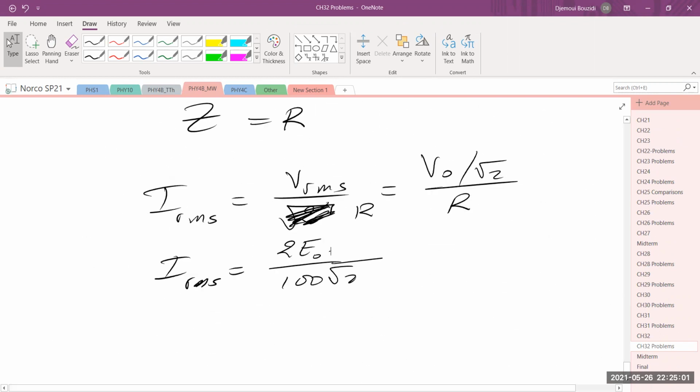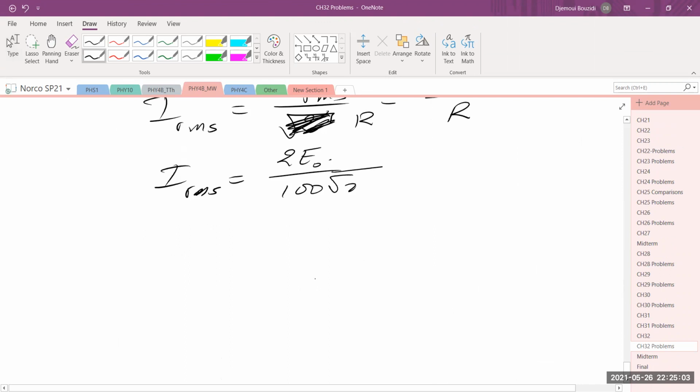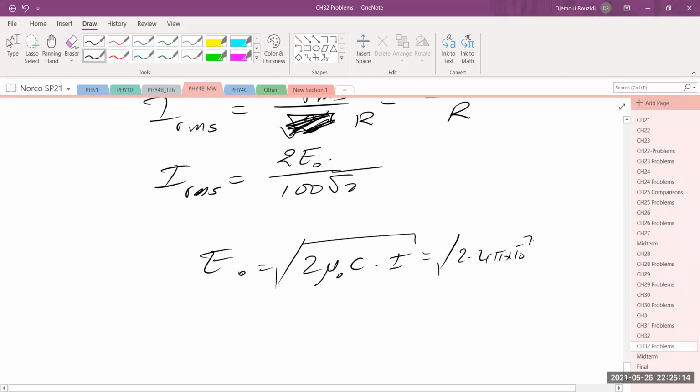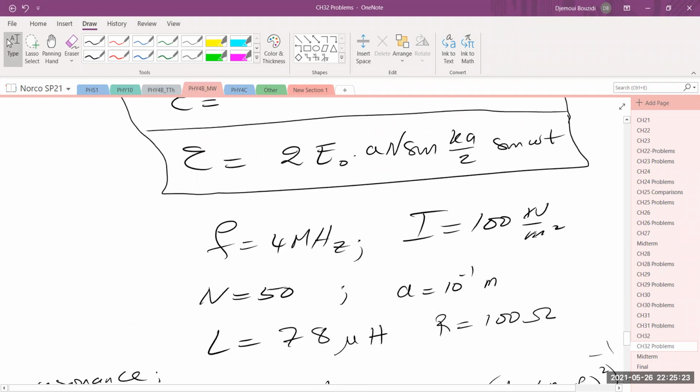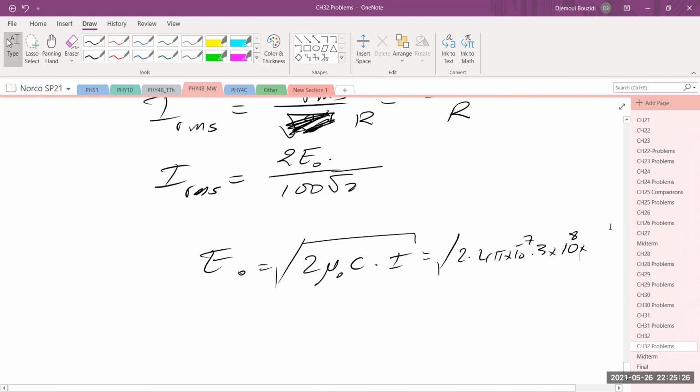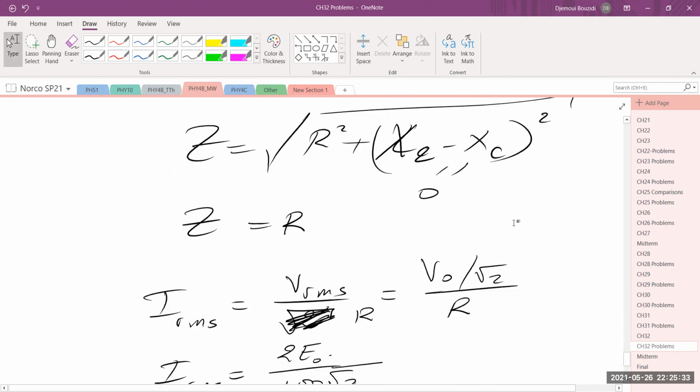So the electric field first, which we needed for this expression, is equal to square root of 2 mu naught c, which is the speed of light, times the intensity. Since they gave me the intensity, this is 2 times 4 pi 10 to the negative 7 times 3 times 10 to the power 8 and times 10 to the power 2, which is the intensity, and that is basically it. Okay, didn't we do this number before? I think we did. E naught.